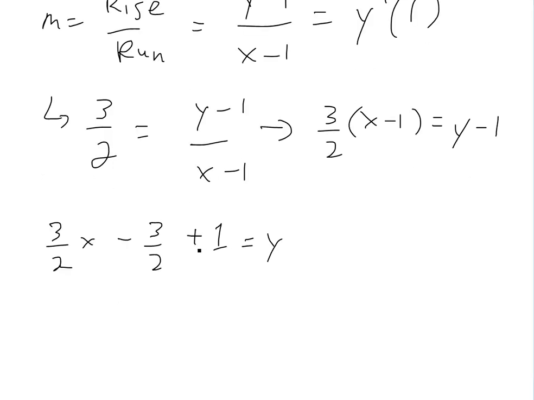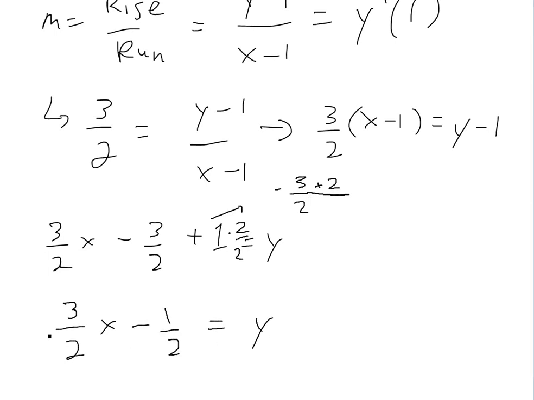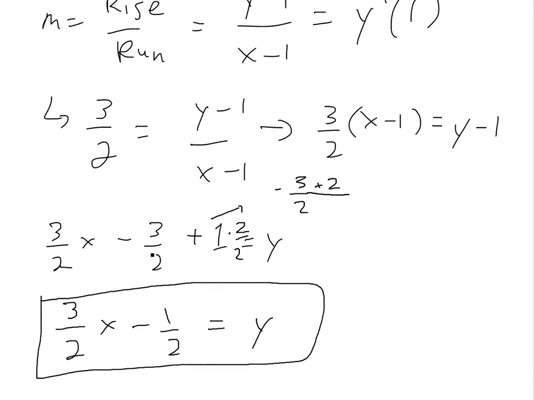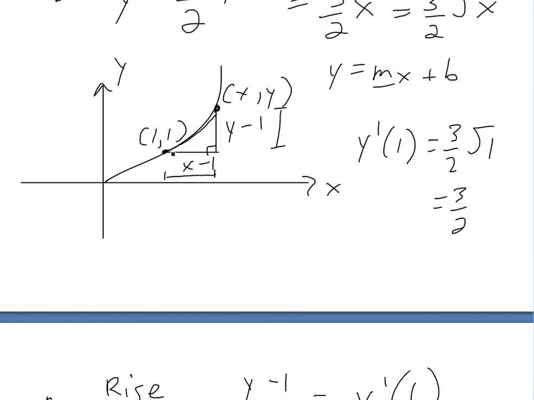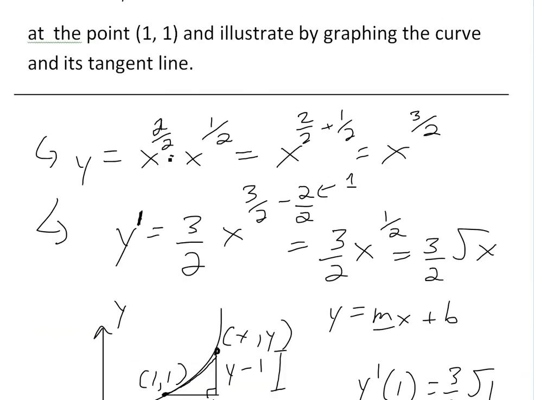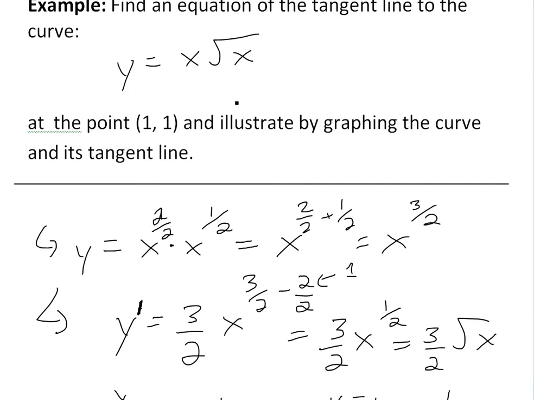And again, using a common denominator here, times 2 over 2, so that we can subtract, we'll get 3 over 2 x. Now this part here is going to be a negative 3 over 2 plus 2 over 2, because it's the same common denominator, and this is going to be a minus 1 over 2. So y equals 3 over 2 x minus 1 over 2. This is the equation of the tangent line at the point (1, 1) of the function y equals x to the 3 over 2, or y equals x times the square root of x.